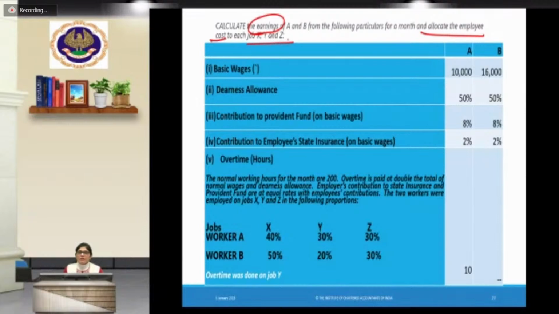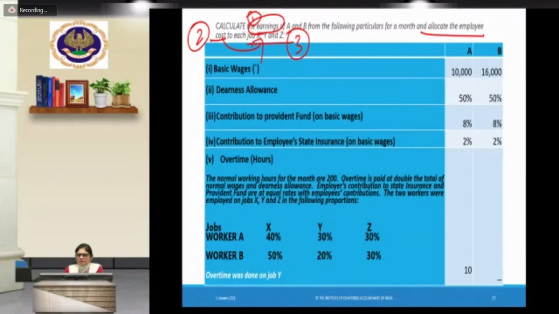So you have to make 3 statements. Number 1, you have to calculate the earnings. Second, you have to calculate the employee cost. And that employee cost will be allocated to the job, which is statement number 3. So be very careful when you calculate the earnings and the cost. As I told you, there's a difference in how we calculate the earnings and how we calculate the cost. So let us see what is required.